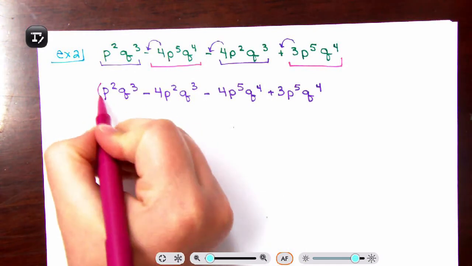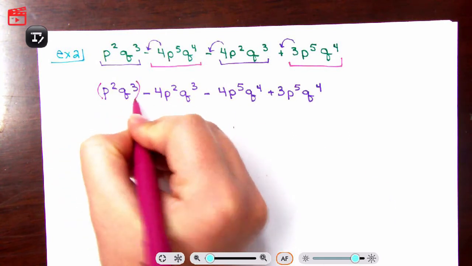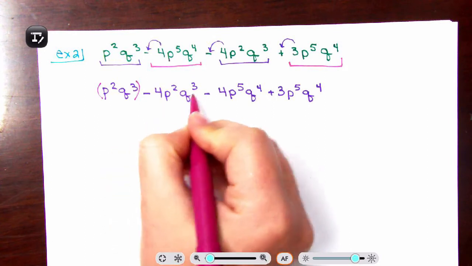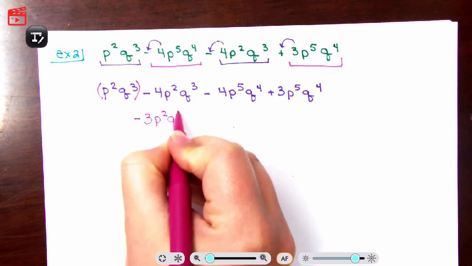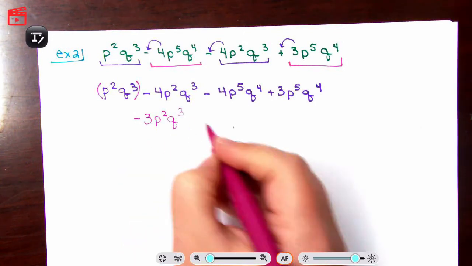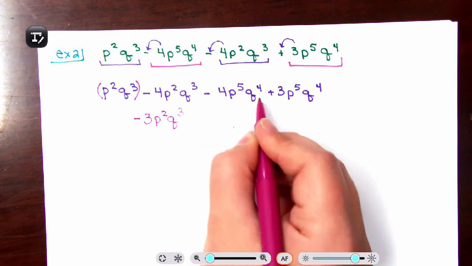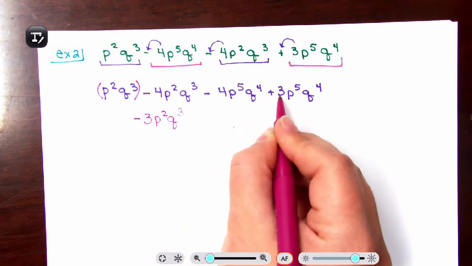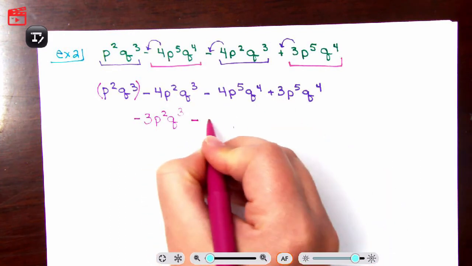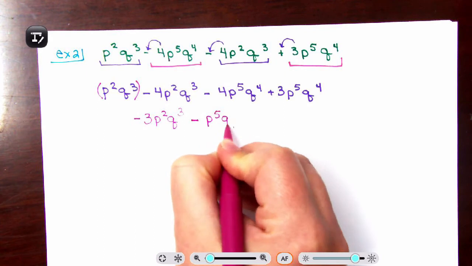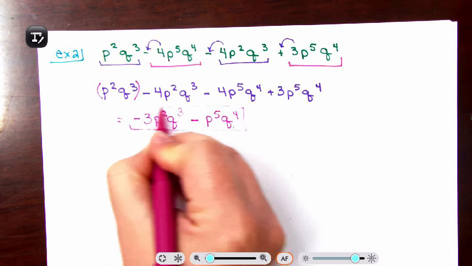I have one p squared cubed, and I take away 4 of those. That means I have a negative 3 p squared cubed. Then I have a minus 4 p to the fifth, q to the fourth, plus 3 of those. So I have a negative 4 and 3. That means I have a negative 1 p to the fifth, q to the fourth. So here is our simplification of the polynomial that we had.